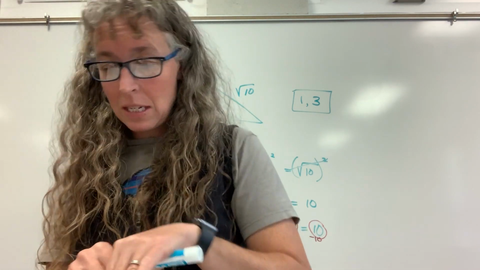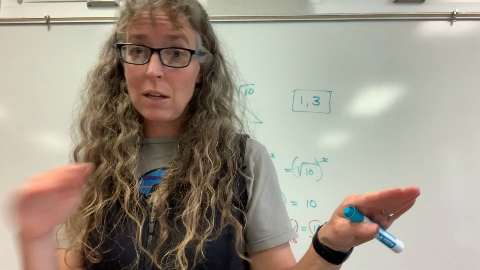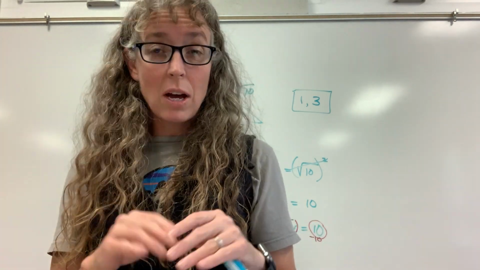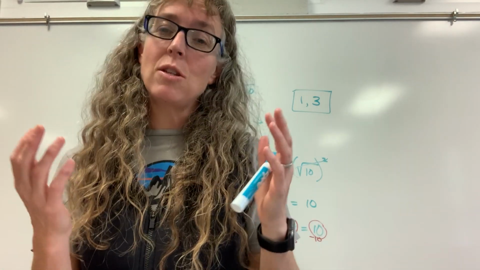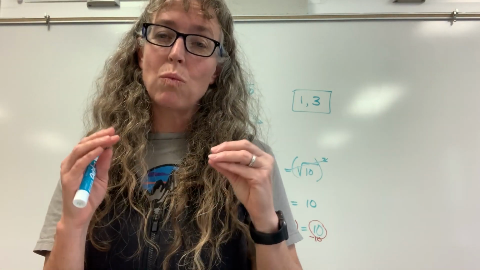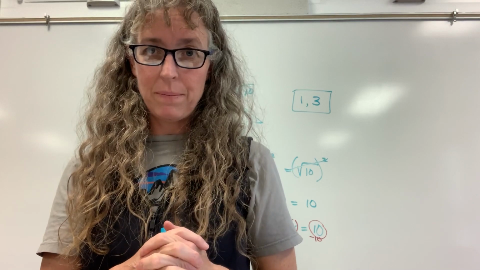On B, when they did it, the two sides did not equal each other. So when they do not equal each other, you would write, no, it's not a right triangle. It's only a right triangle if the numbers work in the Pythagorean theorem.